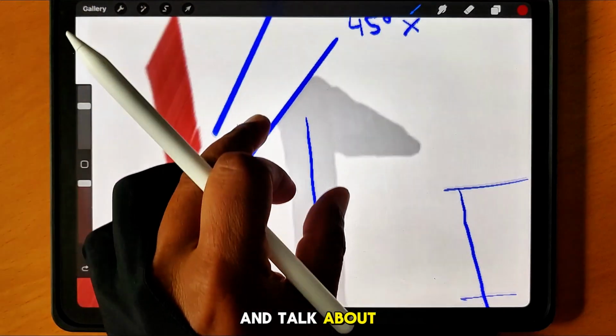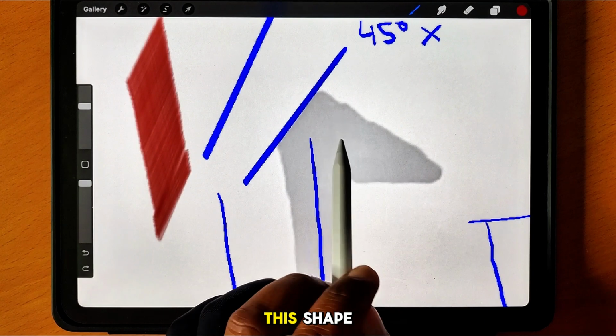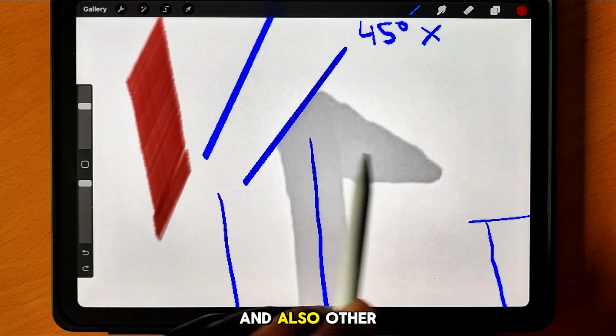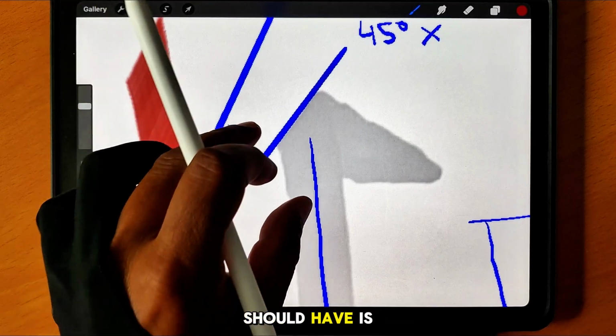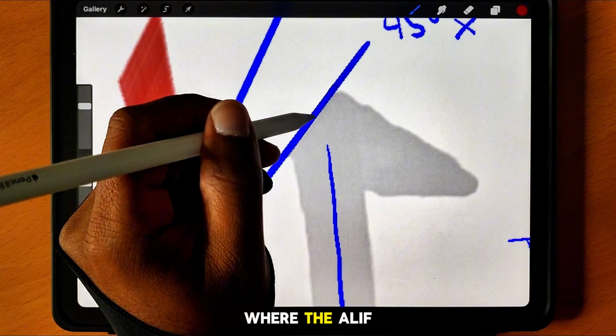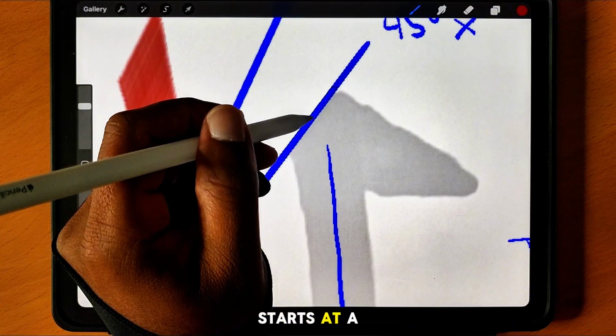Now let's go ahead and talk about the hilya of the letter alif, or the taj. There are many different names for this shape, essentially this shape that comes out from the top of the alif, and also other letters in the thuluth script. So the first consideration we should have is, where does the hilya start? Does it start where the alif starts, or does it start at a bit of an offset? And the answer is that it starts at a bit of an offset.